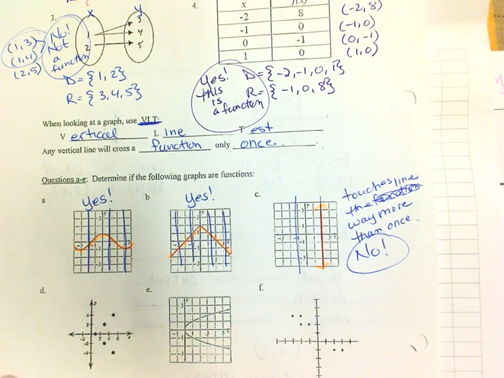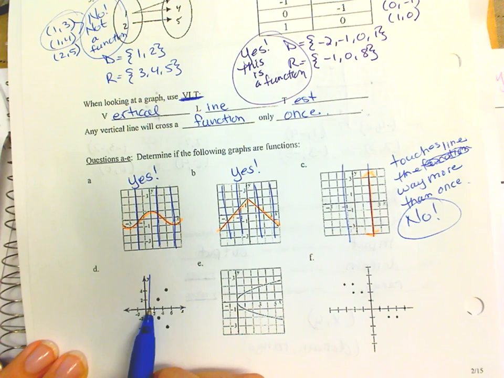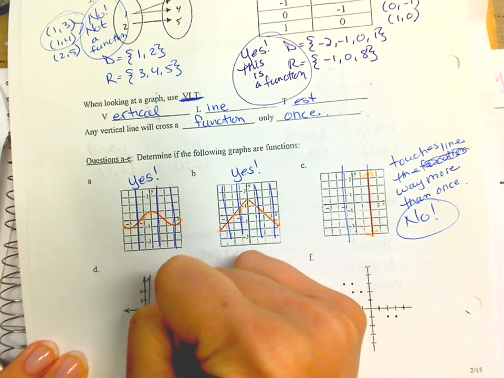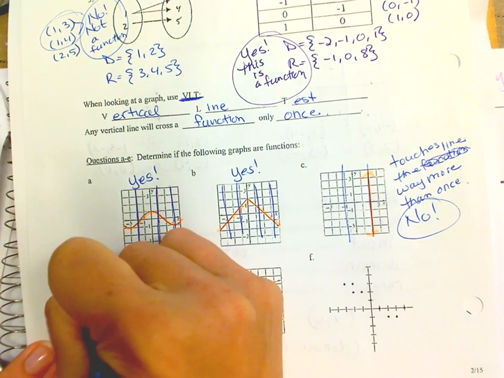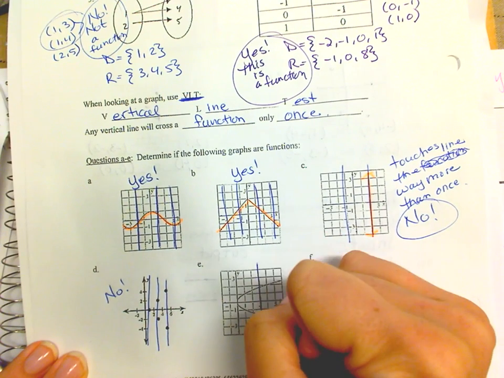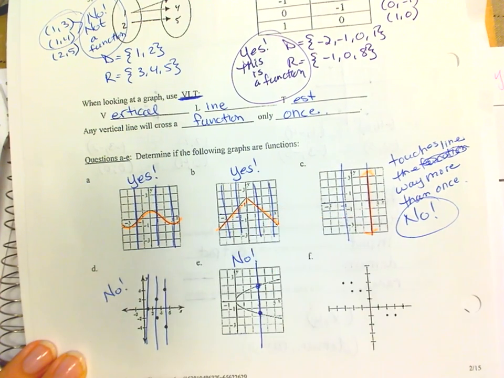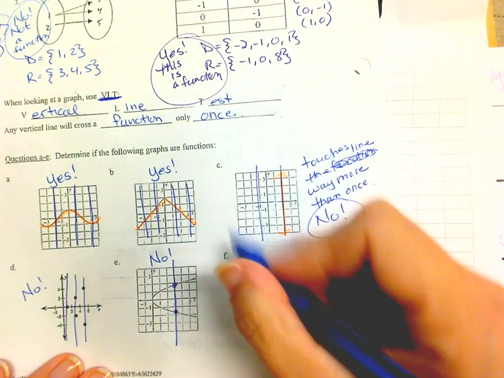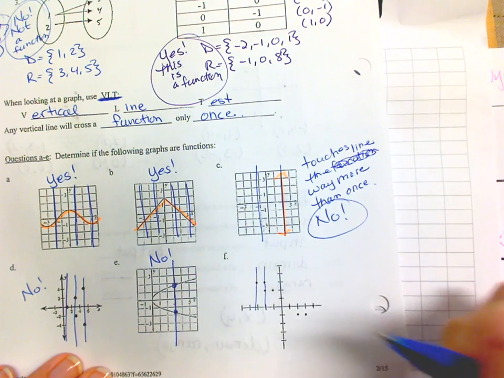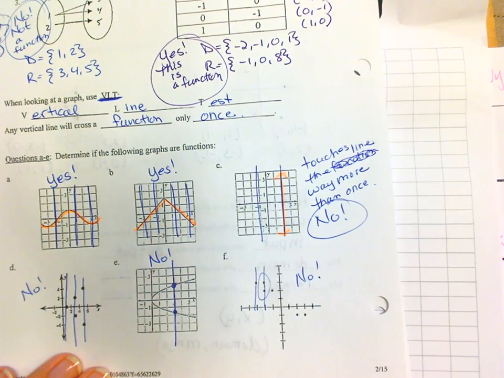And then quickly through D, E, and F, if you do this vertical line, that's cool, it touches one point. However, if you do a vertical line here or here, it fails. So no, not a function. Here, it'll hit the top and the bottom. So no, not a function. And F, it'll pass here, but then it will fail here. So since it fails in one spot, the answer is no, not a function.